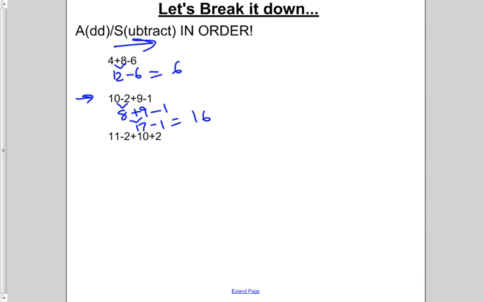Last one. Again, let's add and subtract in order from left to right. First thing I see is 11 minus 2, which is 9, plus 10 plus 2. Now the next thing I see is 9 plus 10, which is 19, plus 2, and then we end up with 21.